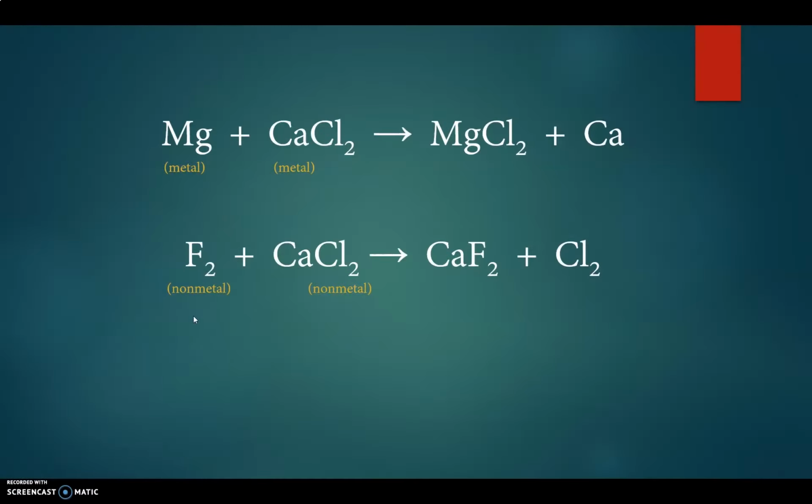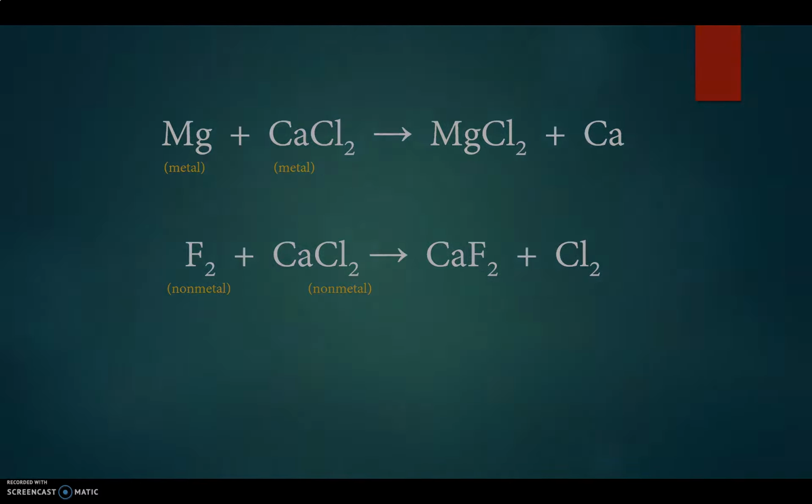If we have a nonmetal element rather than a metal element, then the nonmetal will trade places with the nonmetal. So fluorine is going to switch places with chlorine this time. And again, since calcium and fluorine are both in the same group, the calcium is going to have 2 fluorides, just like it had 2 chlorides, and we'll end up with Cl2 as our other product. Keep in mind that chlorine, like several other elements we've talked about, always comes in pairs.